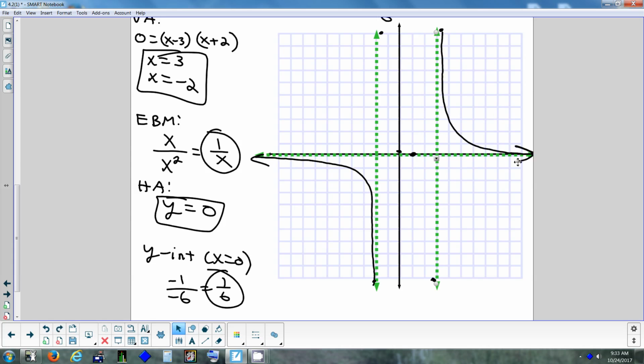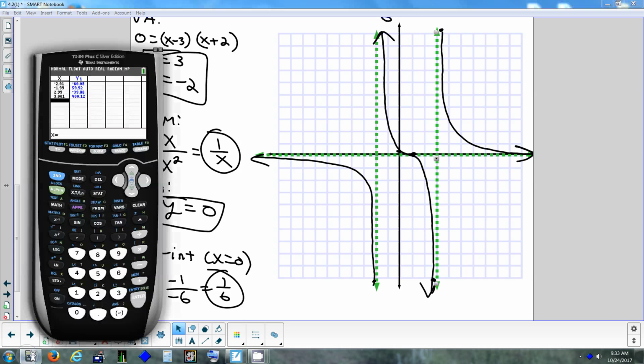And now in the middle section, it's going to stay trapped between those vertical asymptotes, and it has to go through all 4 points in the middle. So it's going to have to look something like that. Okay, let's hit graph and see how we did.